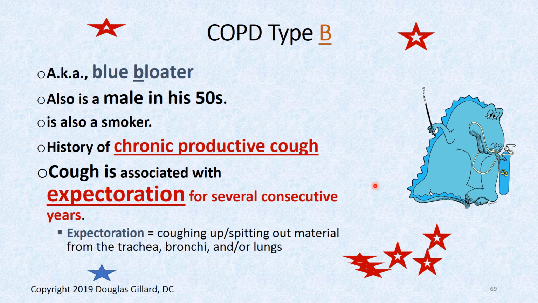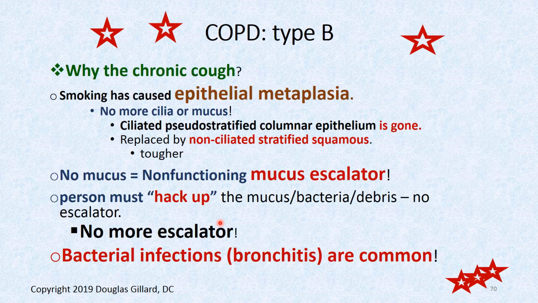Their cough is associated with expectoration. That's a nice way to say gunk that you cough up. And it's foul smelling. It could be green from bacterial infections. Why is the chronic cough? What's the deal? Why do these blue bloaters have such a cough? What's the B stand for? Type B. Bronchitis, chronic bronchitis.